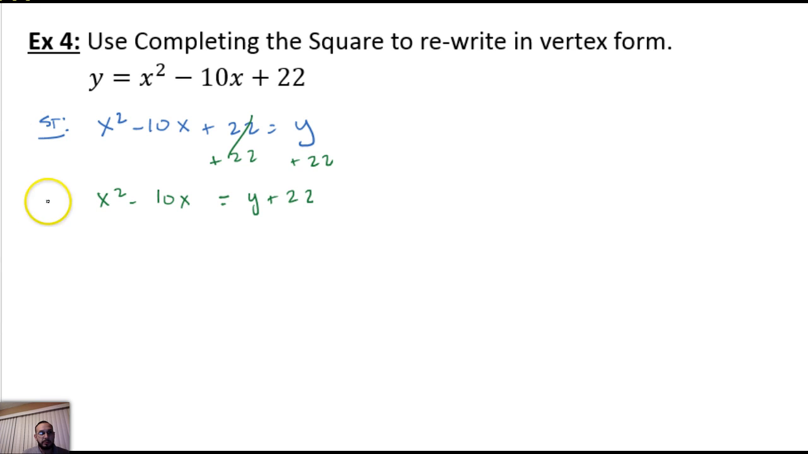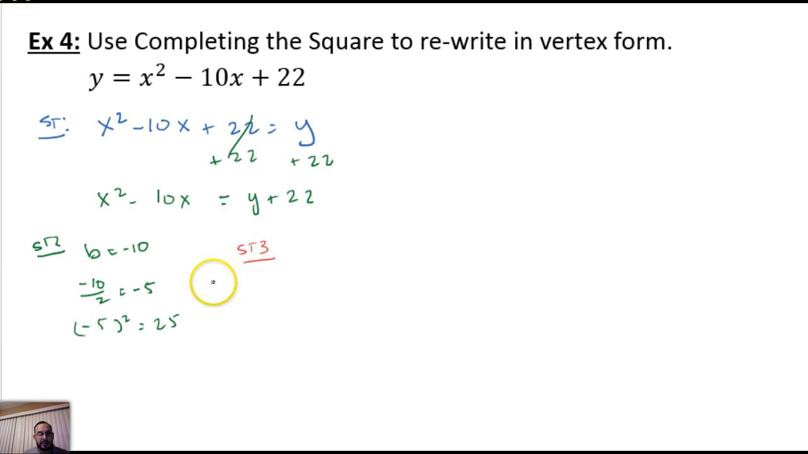Step 2. My b value in this case is negative 10. I'm going to take negative 10 divided by 2. I get negative 5. I'm going to square that. I get 25. Step 3. I'm going to plug directly back into this one. What am I plugging in? I'm plugging in that 25. So I get x squared minus 10x plus 25, which you do to one side, you have to do to the other side. So plus 25 on this side.